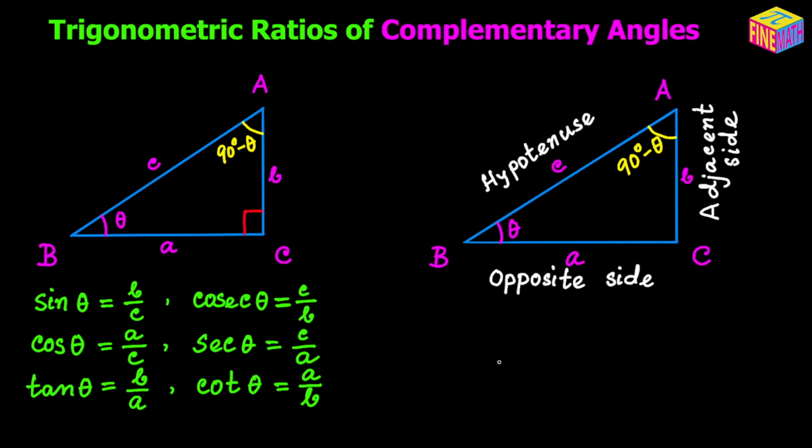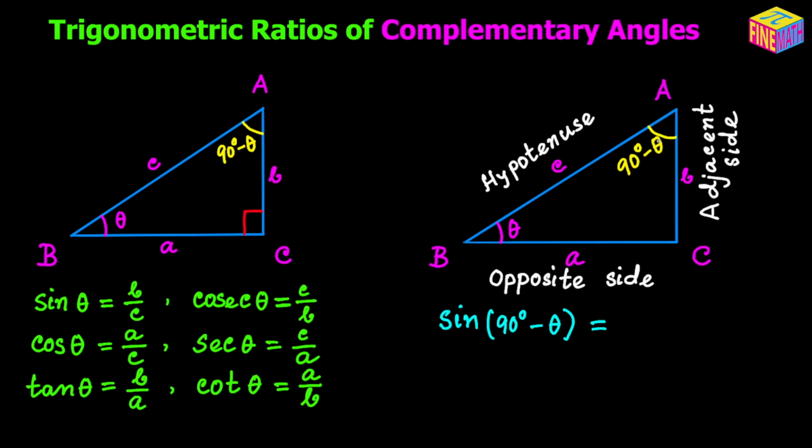Let's find out. Sine of 90 degree minus theta would be the opposite side divided by hypotenuse. Now if you carefully look at the second triangle, you will see that for angle A, which is 90 degree minus theta, the opposite side is actually BC. One thing you have to carefully notice is that angle A is actually looking towards the side BC. So that is the opposite side of that angle.